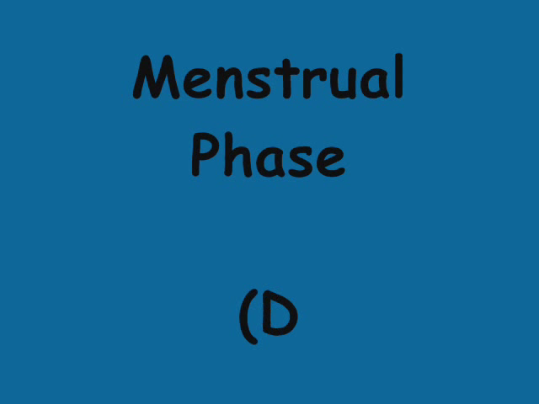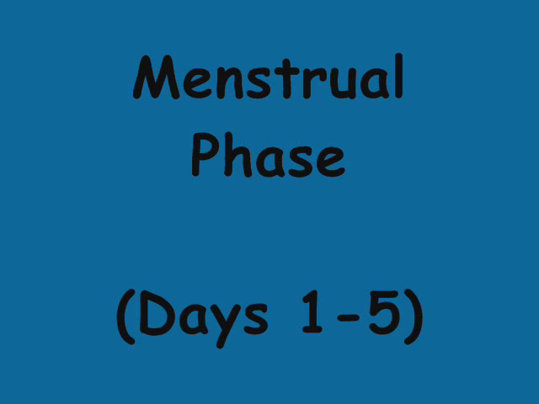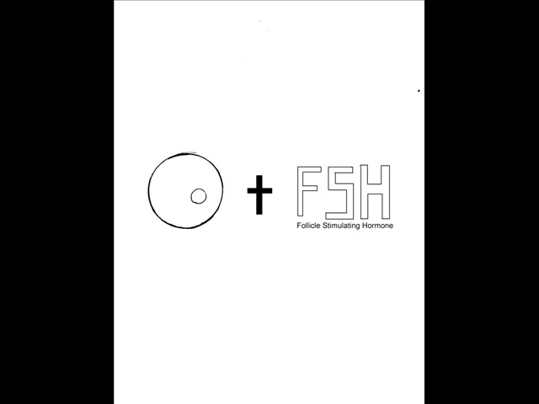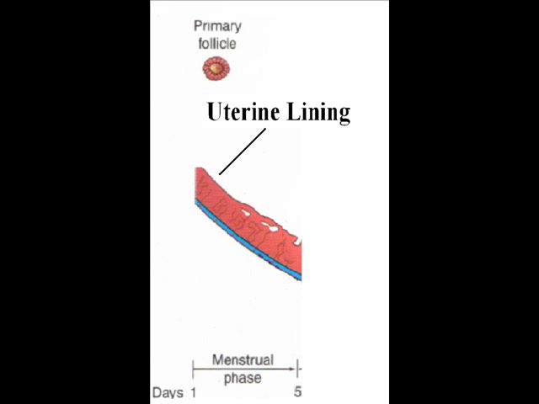The first is the menstrual phase. The menstrual phase occurs between days 1 and 5 of the cycle. During the menstrual phase, the pituitary gland releases follicle-stimulating hormone, FSH, which promotes the growth of follicles in the ovary. Meanwhile, the uterus lining, also known as the endometrium, is thin. It is thin because the endometrial layer is being sloughed off and discarded along with the menstrual flow.